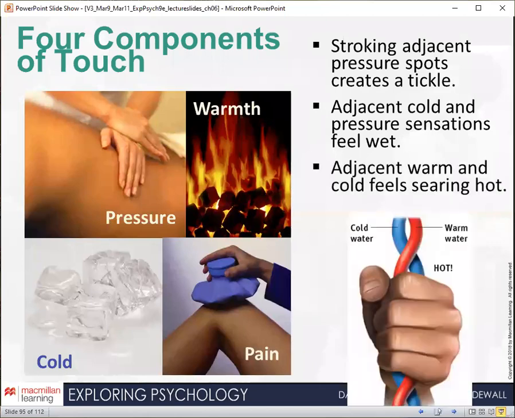Adjacent warm and cold feels searing hot. So the notion is, if you have cold and warm water and you hit the pressure just the right way, it seems hot to you. So what we're saying primarily is that the sense of touch, depending on the combinations of these four components, you can get a variety of different types of perceptions or feelings as a result of it.